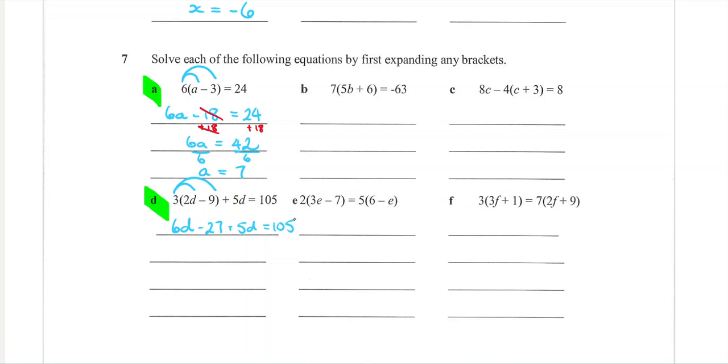The 6D and the 5D are on the same side of the equation. Don't do an opposite. They're on the same side, you're just collecting like terms. 6 plus 5 makes 11 Ds, minus 27 equals 105. Okay? Now that I've simplified that, I need to do 2 steps to get the D by itself. What's the first step? Plus 27.